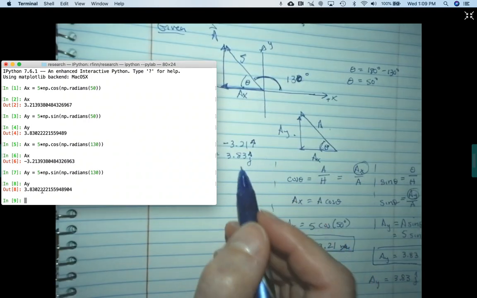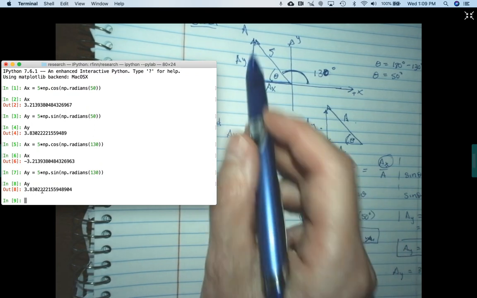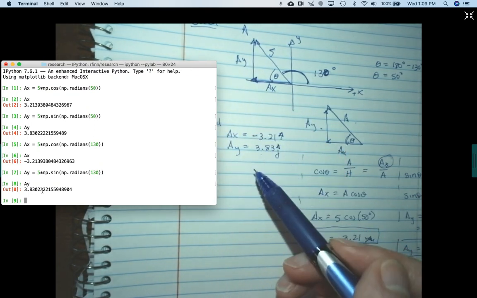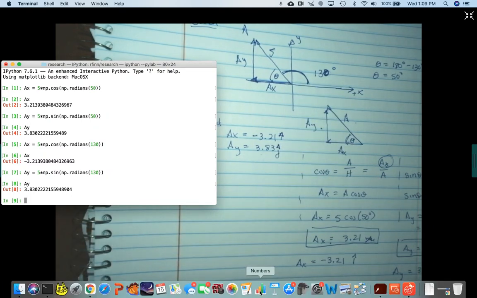Okay, so notice when we add these up, they don't add to 5, right? Because we're getting sides of a triangle, it's not the same as just adding numbers. We're adding vectors.